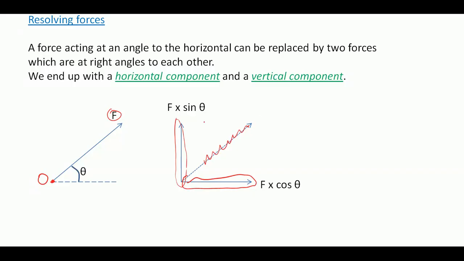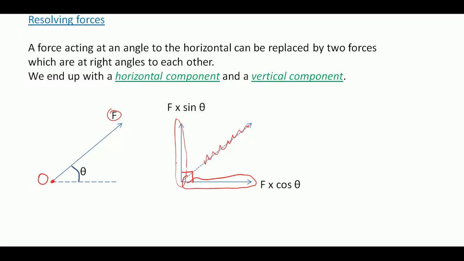So what we are doing is replacing a force with two components which are at right angles to each other. This is the right angle we are referring to here. The horizontal component is given by F multiplied by cos theta, and the vertical component is given by F multiplied by sine theta.